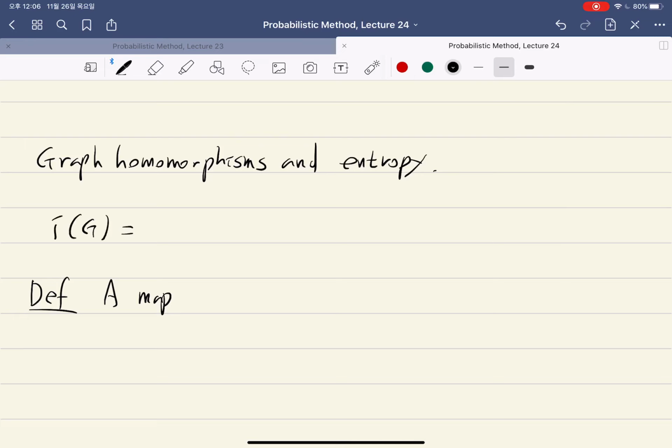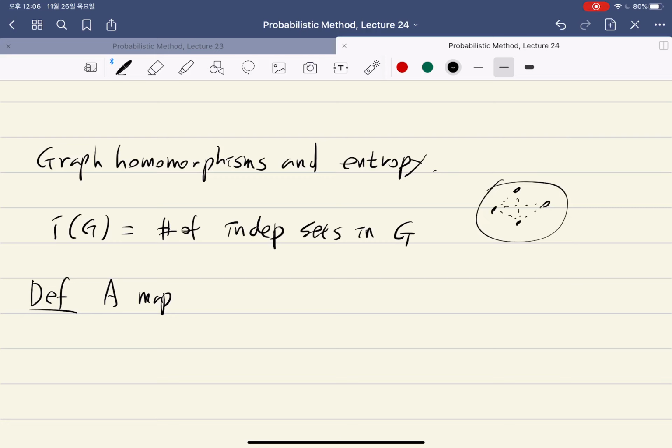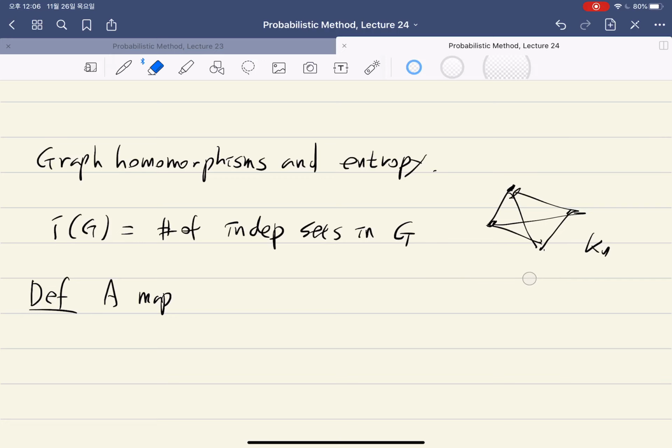So let's say G is a graph, and I of G is the number of independent sets in G. Independent sets are sets of vertices with no edges between them, and we want to count how many there are. For example, if you have a complete graph on n vertices, the number of independent sets is n plus 1: the empty set and each one-vertex set. For other graphs, it could be different.